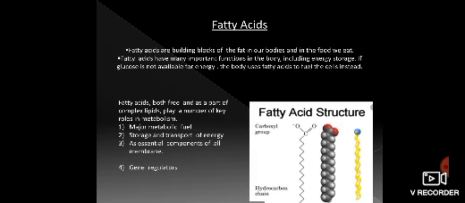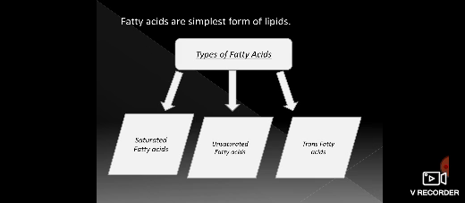Here's the structure of a fatty acid. At the top of the structure, there is a carboxyl group along with the hydrocarbon chain, which makes the fatty acid structure. Fatty acids are the simplest form of lipids. There are three types of fatty acids: saturated fatty acids, unsaturated fatty acids, and trans fatty acids.